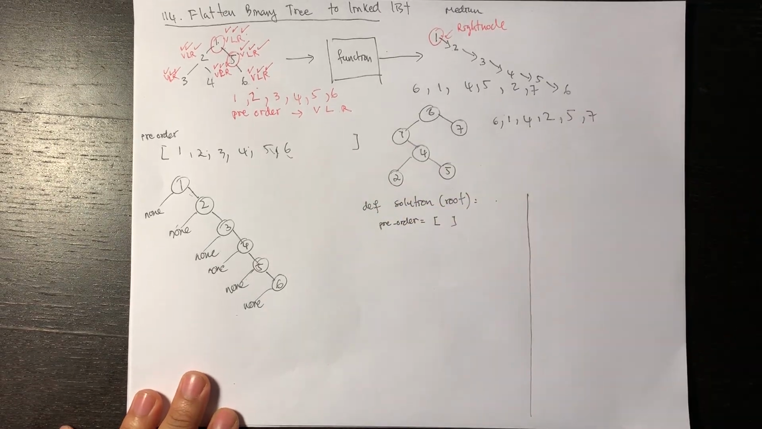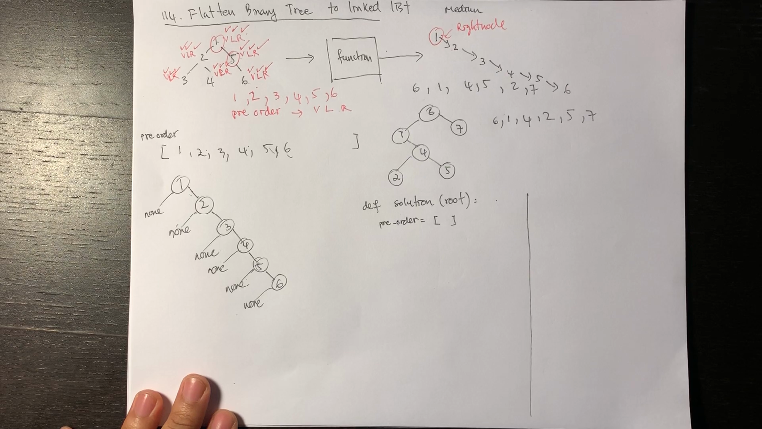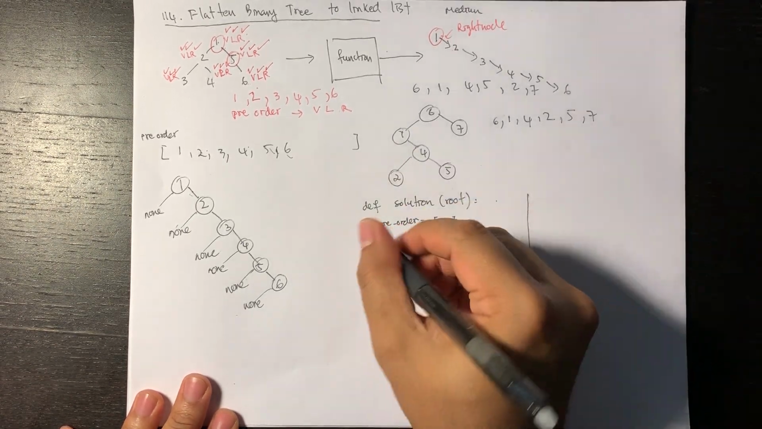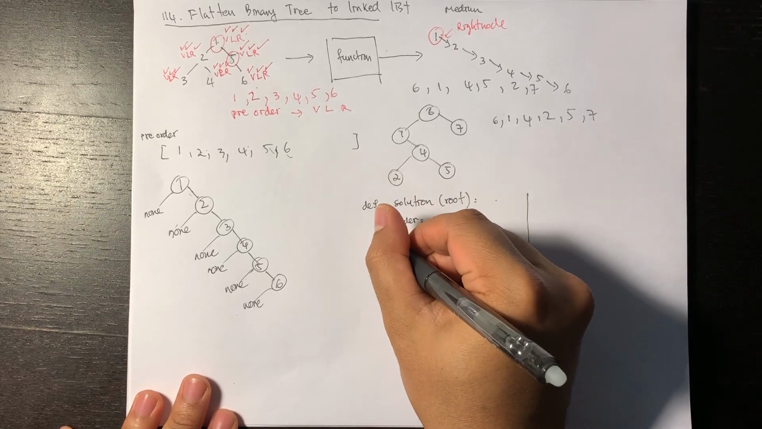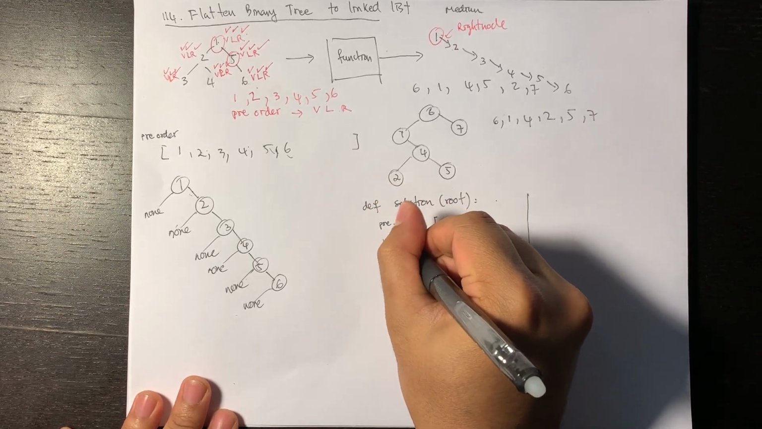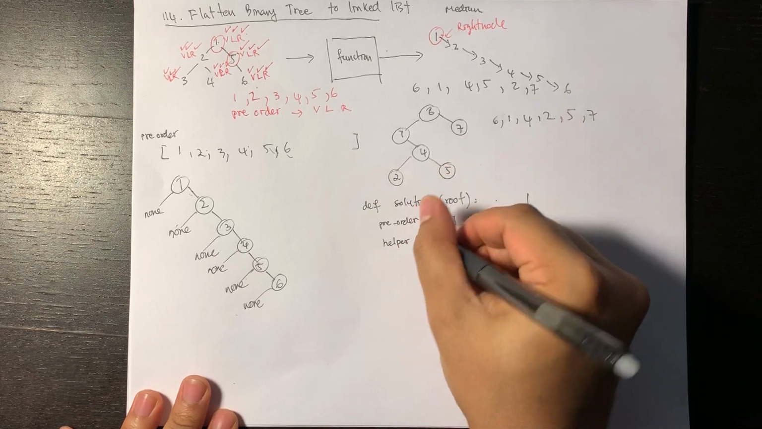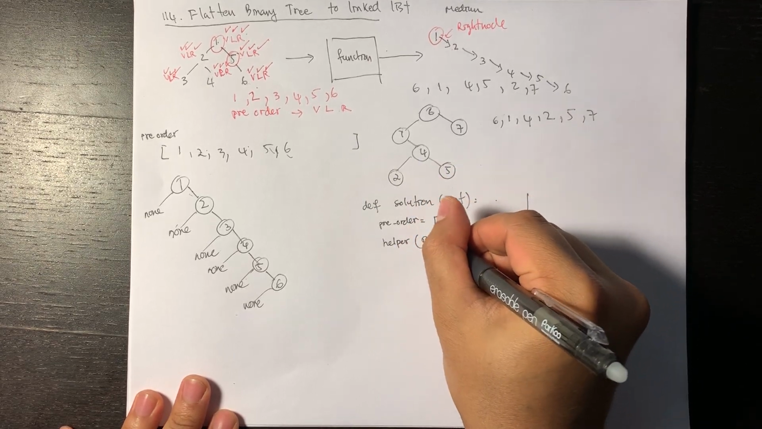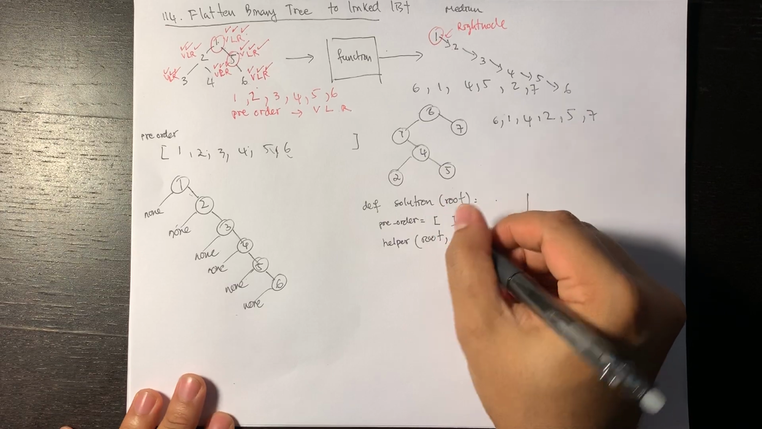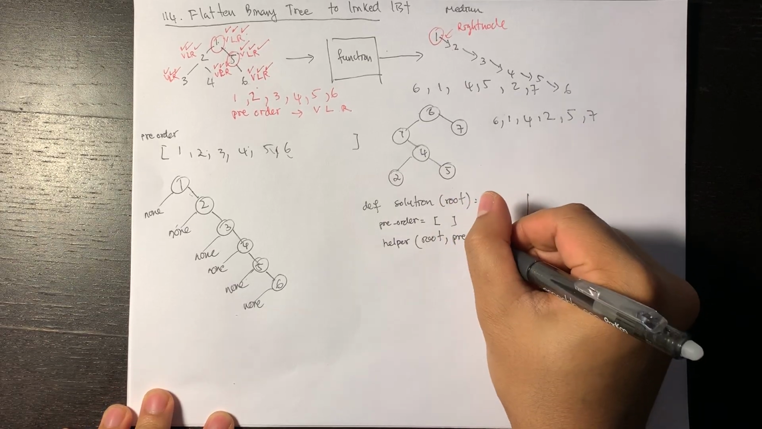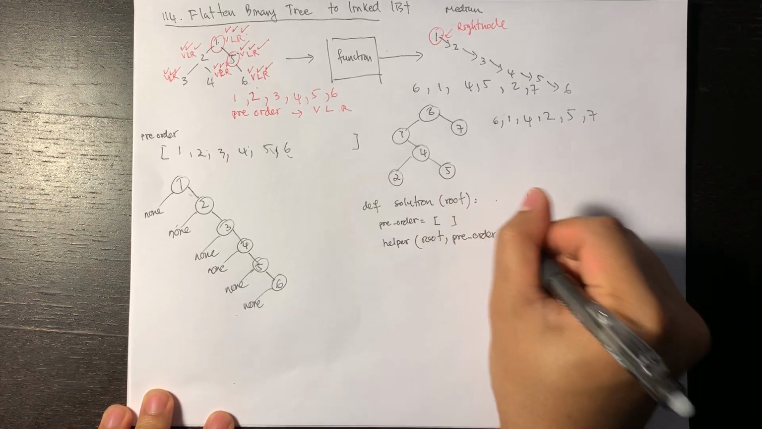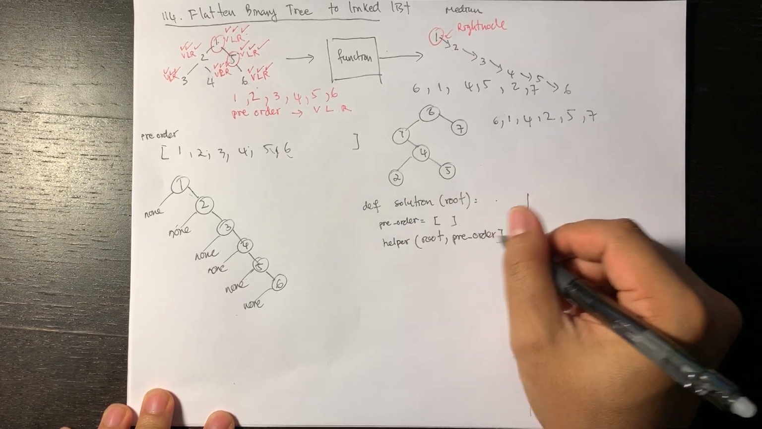and then I would call a helper function. The helper function will take the head and then the list, and the helper function is going to modify the pre-order list.